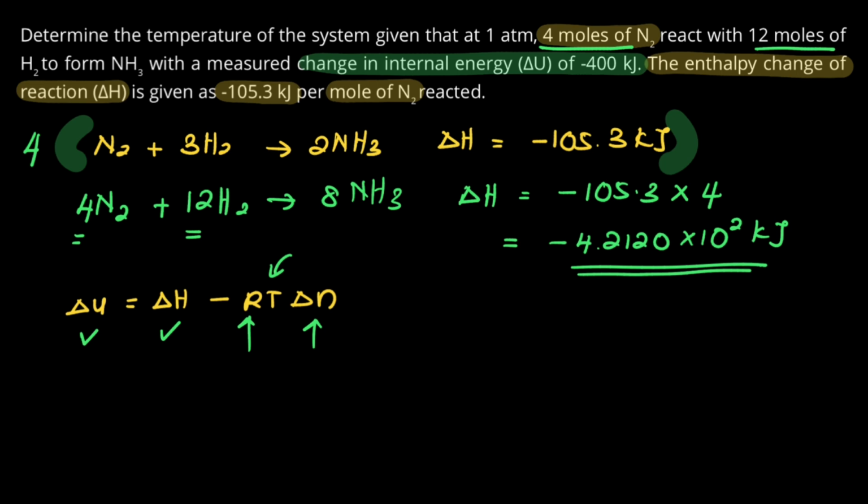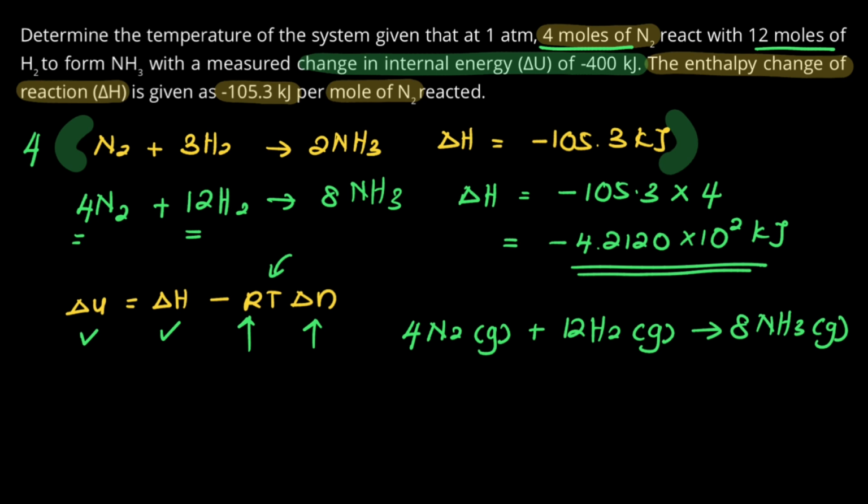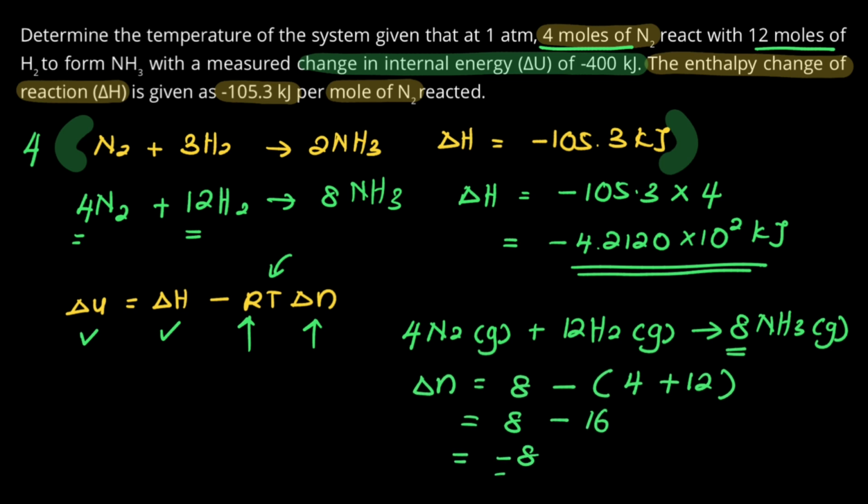So we are going to refer back to the balanced equation that we have done: N2, which is gas, plus 12 H2, and H2 is gas as well, to form 8 NH3, which is a gas as well. So your delta N should be equivalent to whatever is in the product, which is 8, minus the summation of whatever is in the reactants, so 4 plus 12. So 8 minus 16. So you should get negative 8. This is the value for your delta N.